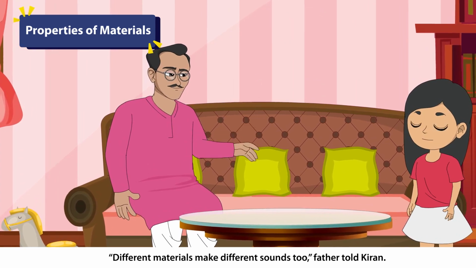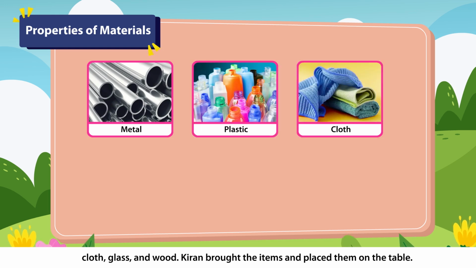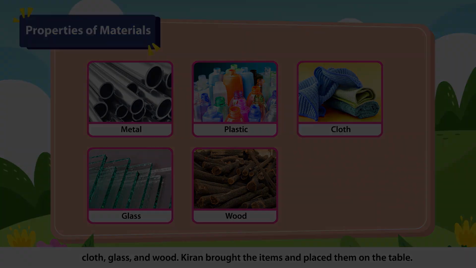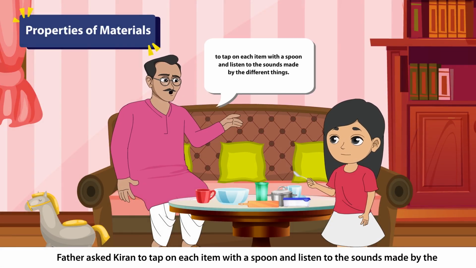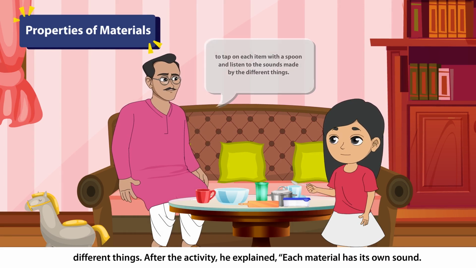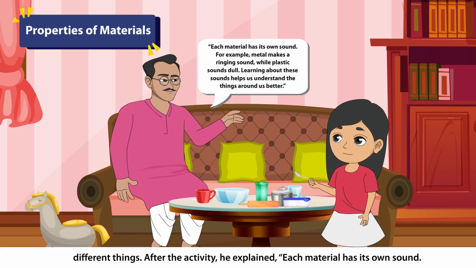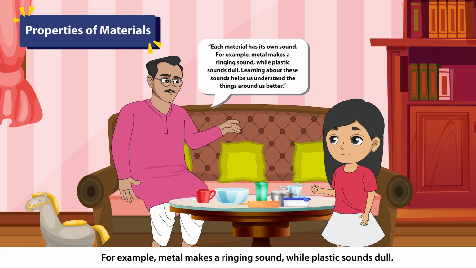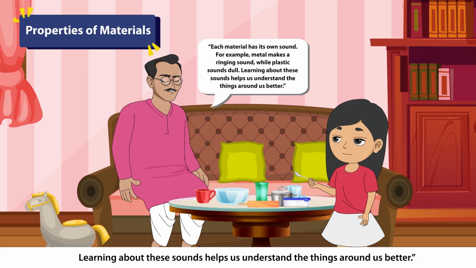Father asked Kiran to collect and bring 5 things made of different materials like metal, plastic, cloth, glass, and wood. Kiran brought the items and placed them on the table. Father asked Kiran to tap on each item with a spoon and listen to the sounds made by the different things. After the activity, he explained, "Each material has its own sound. For example, metal makes a ringing sound, while plastic sounds dull. Learning about these sounds helps us understand the things around us better."